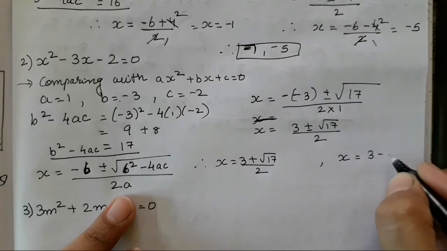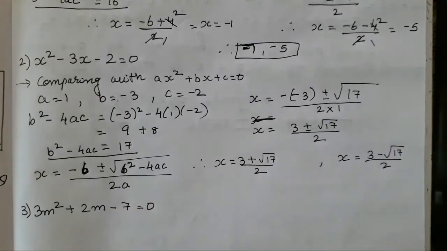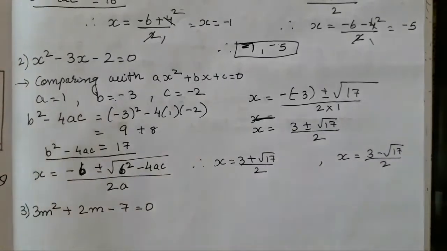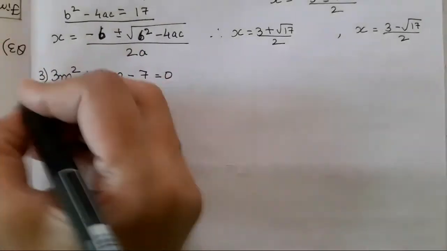The second one is going to be 3 minus root 17 upon 2. Both the answers are almost the same. Got it? Only the signs are changed. Isn't it easy? These types of sums can come for 2 to 3 marks also.